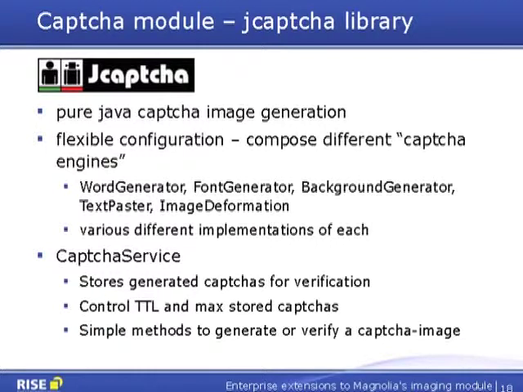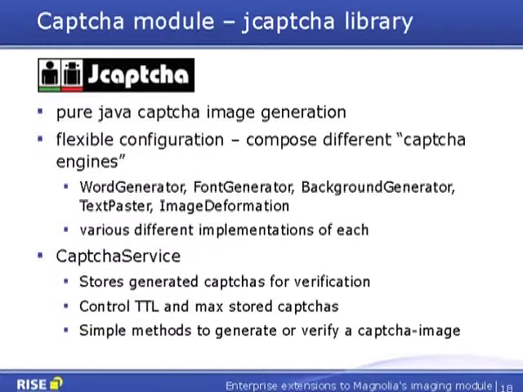A couple of words about JCapture itself. It's pure Java captcha-image generation, so you can use that under Windows, Solaris, Linux, whatever you're running Magnolia on. There are no dependencies on external libraries. It's all done in Java. You just need to drop the jar into Tomcat and it's ready to go.